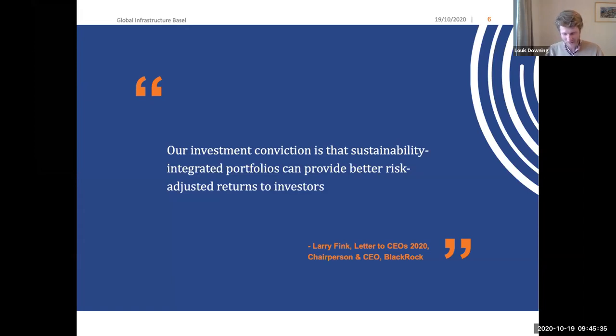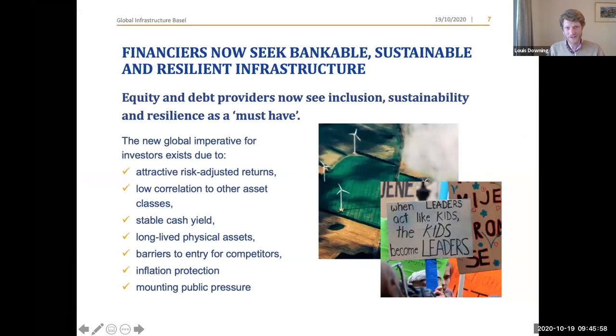So this finance piece is something that's been echoing around the globe quite strongly over the past 12 months. And this is a statement from Larry Fink in his letter to CEOs at the beginning of this year. "Our investment conviction is that sustainability integrated portfolios can provide better risk-adjusted returns to investors." So what's the message? Financiers are now, more than ever, seeking bankable, sustainable and resilient infrastructure. A key part of this is also inclusion. And a lot of financiers are stating that inclusive infrastructure, sustainable infrastructure, and resilient infrastructure is now a must-have in their portfolios.